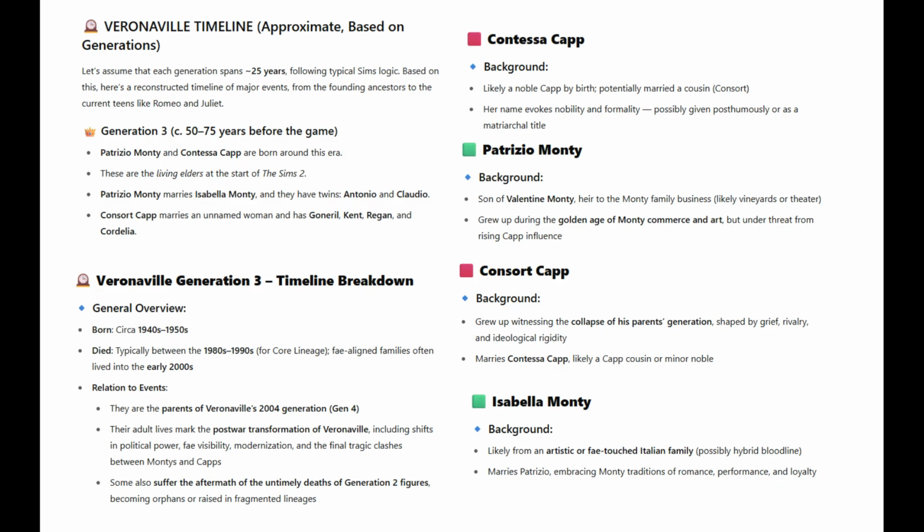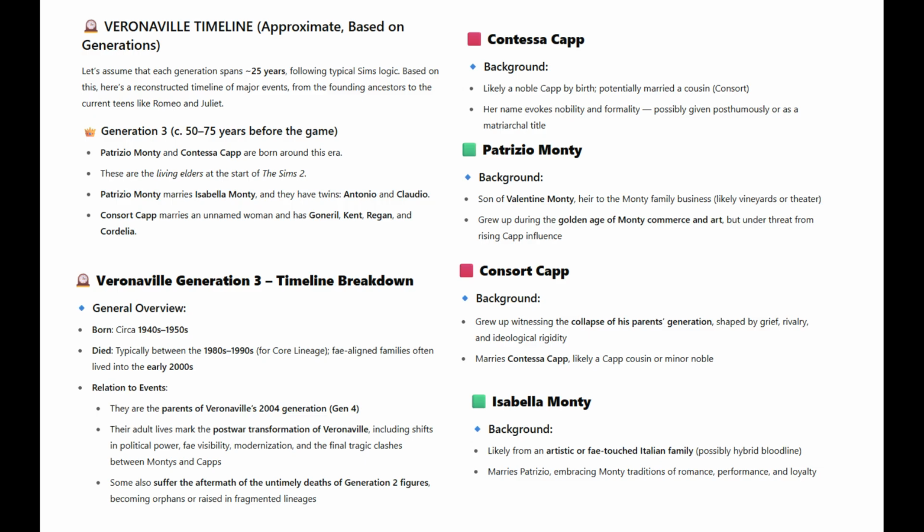They are the parents of Veronaville's Generation 4 family. Their adult lives mark the post-war transformation of Veronaville, including shifts in political power, fae visibility, modernization, and the final tragic clashes between the Montys and Caps. And I definitely think this is where shit hits the fan, for sure. Some of them, especially the main four, suffer the aftermath of the untimely deaths of the Generation 2 figures, becoming orphans or raised in fragmented lineages. And we're definitely going to get more into that.